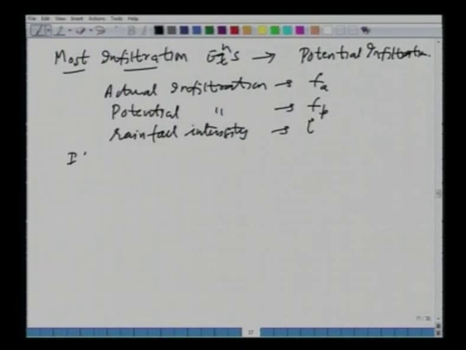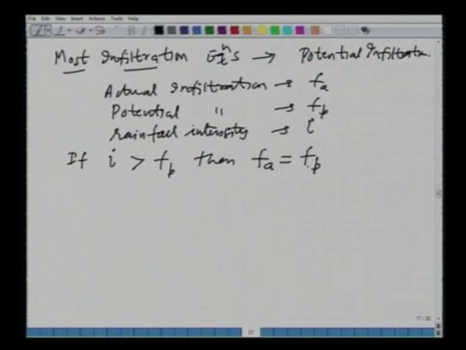It is a simple logical operator we can use. That is, if your rainfall intensity is greater than the potential infiltration rate, then your F actual will be equal to what? If you think about it, physically what this equation represents is that you have rainfall occurring at a rate much higher than what the soil can absorb. Then what will be the infiltration? Obviously, it will be the maximum rate at which the soil can absorb water.